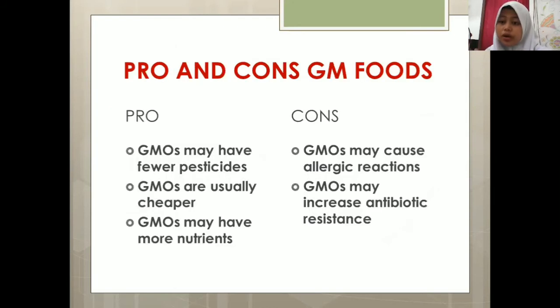And then pros and cons about GM foods. Pros: GMO may have fewer pesticides, and then GMO are usually cheaper, and the last, GMO may have more nutrients. For the cons: GMO might cause allergic reactions, and then GMO may increase antibiotic resistance.